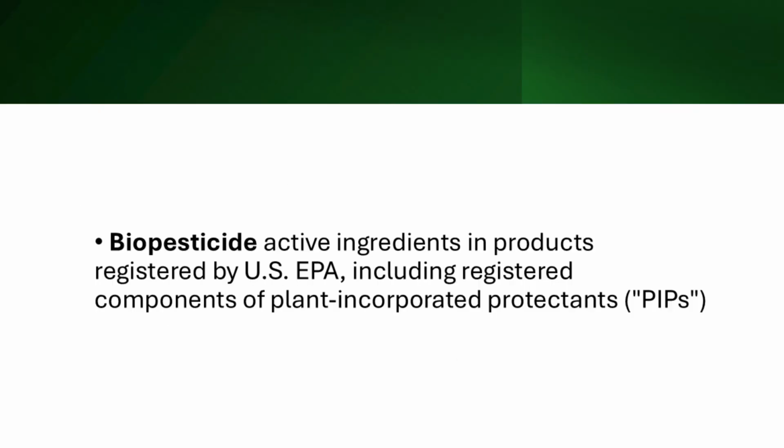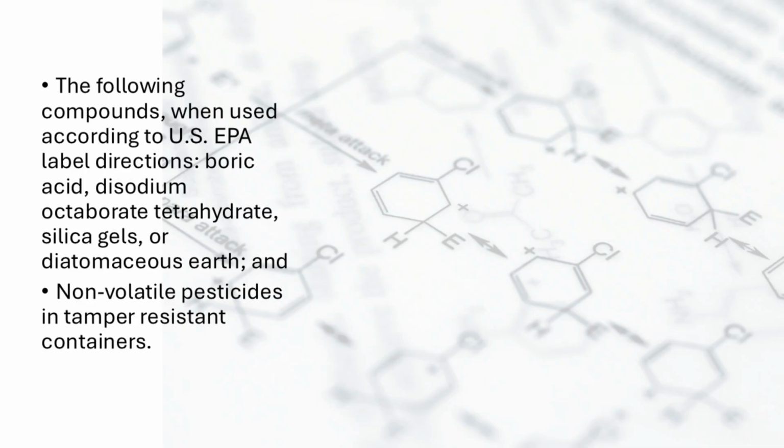Biopesticide. Active ingredients in products registered by U.S. EPA, including registered components of plant incorporated protectants, PIPs. The following compounds, when used according to U.S. EPA label directions: boric acid, disodium octaborate tetrahydrate, silica gels or diatomaceous earth, and non-volatile pesticides in tamper-resistant containers.